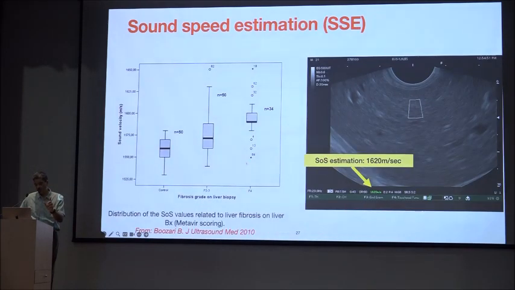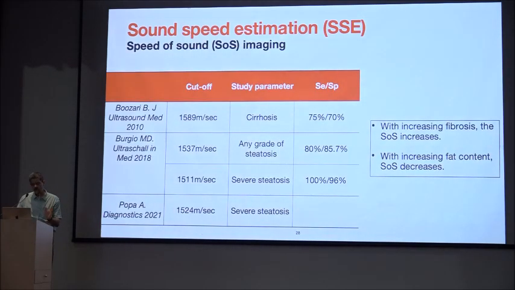So, this study by Buzari et al. showed that as liver fibrosis increased, the sound speed also increased. This was a transabdominal study. This is one of our patients where we calculated the sound speed as 1620 meters per second in a patient who had advanced fibrosis. So just with a switch of a button, you can show that the sound speed varies with the degree of fibrosis and steatosis. The logic is that with increasing fibrosis, the speed of sound increases. With increasing fat content, the speed of sound decreases.